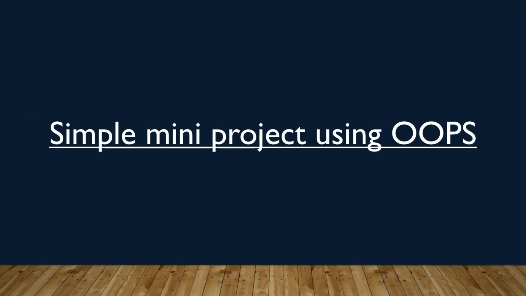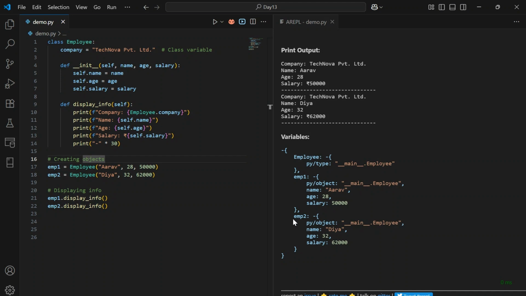Next, let's look into a simple mini project using OOPS concepts based on the topics that we have covered in this session. Let's see this with an example. Now just consider you are building an application for a company to store employee information. Each employee has a name, age and salary and they all work for the same company. Let's look into the logic for this scenario in order to understand it in a much better way.